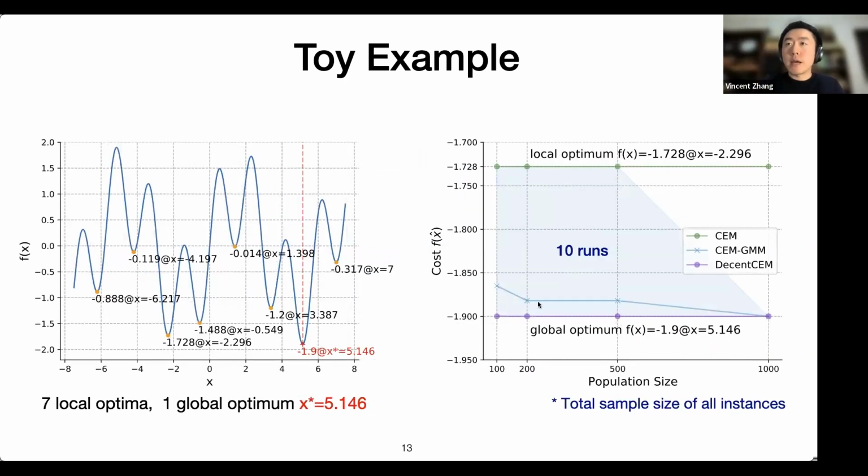I'm showing the result on the right, and the way to interpret it is: on the y-axis, we have the function evaluation of the solution of each method, and the lower the better. And this line here is where the global optimum is. And on the x-axis, we have the total sample size. And we're comparing three different methods. The first, CEM, runs a single Gaussian; second, CEM GMM runs a Gaussian mixture model. And in the end, we have our DecentCEM method.